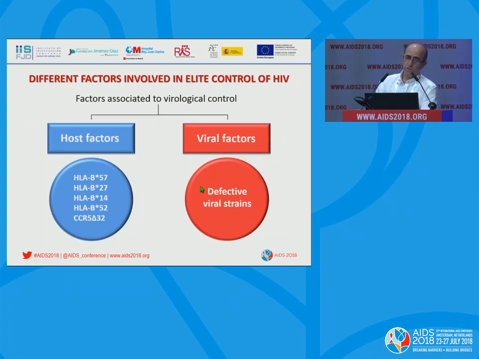So the factors involved in this phenomenon of elite control of HIV are probably multifactorial and involve both host factors and viral factors. Among the host factors, one of the most important described so far is certain HLA alleles, pointing to the important role of T-cell adaptive immunity in this phenomenon. And among the viral factors, defective viral strains with low replicative fitness have been described in some of these patients.